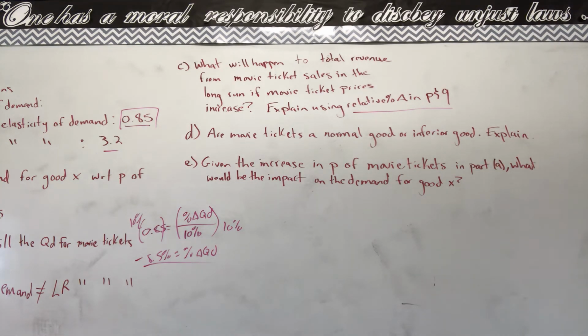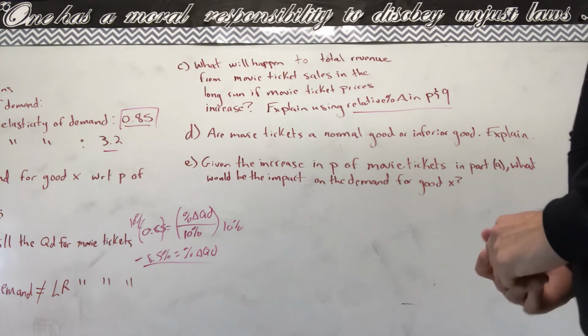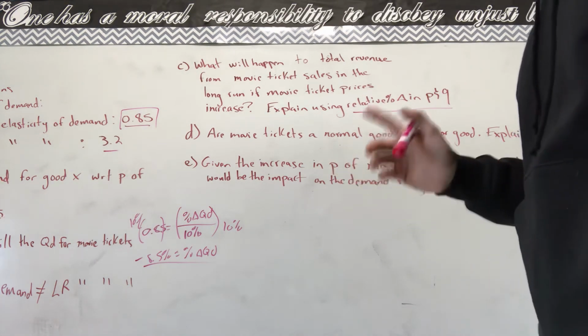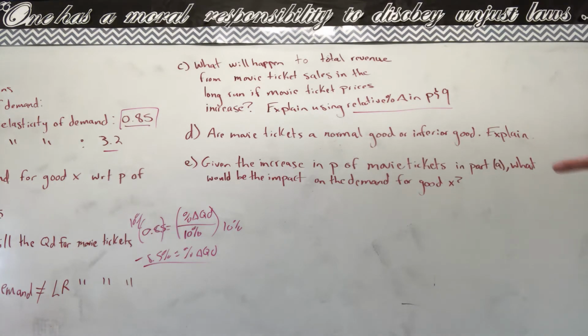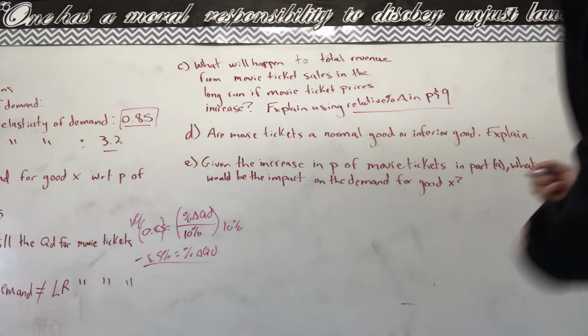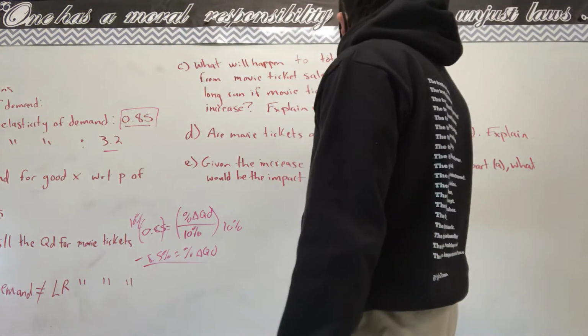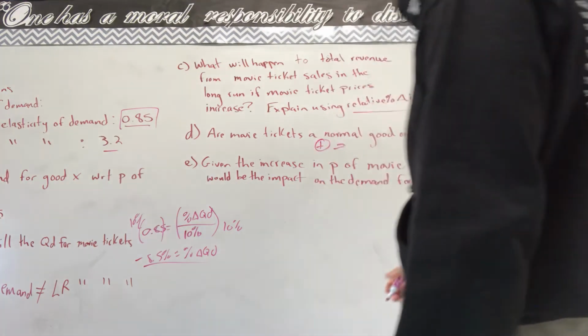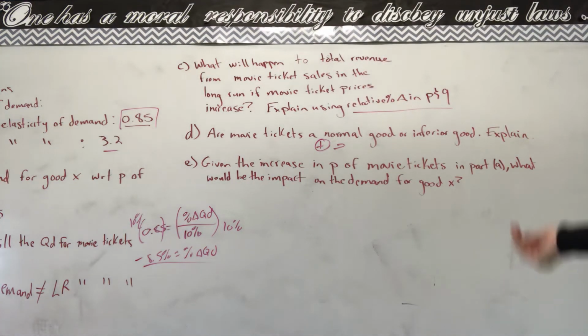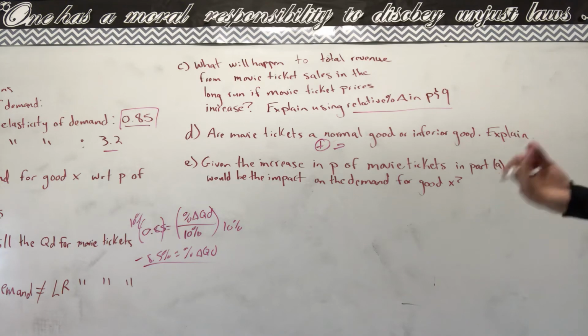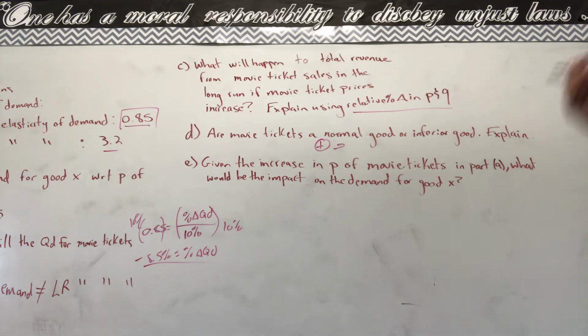And then D, are movie tickets a normal good or inferior good? Well, we have the income elasticity of demand, which is 0.75, but remember we only care about the sign, right? And so a positive sign indicates a normal good, and so you would explain that, right? You have a normal good because the income elasticity of demand is 0.75, which is positive.